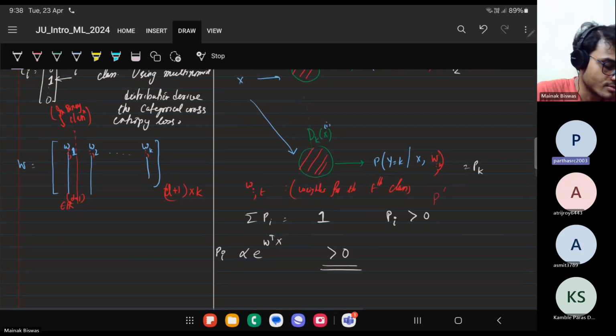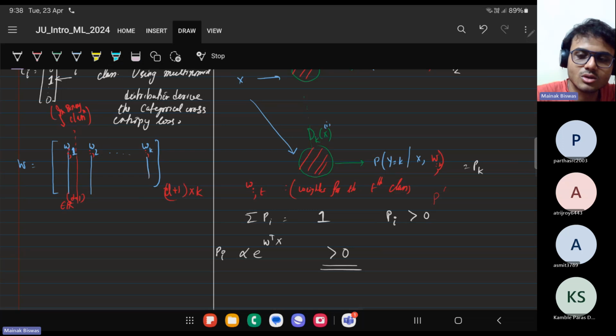Shouldn't it be minus w transpose x? I am putting w transpose x only. I don't like minus here, for one reason I'll show just now. If I write e to the power w transpose x, do you agree this is greater than 0? It can be negative, positive, both. It is symmetric. Minus also if you put, positive also if you put, they're the same thing. They're not different.